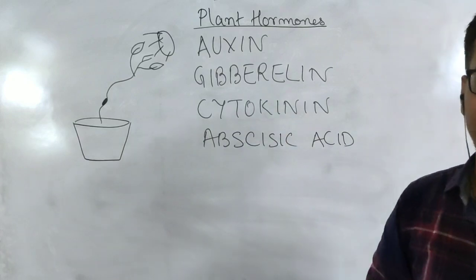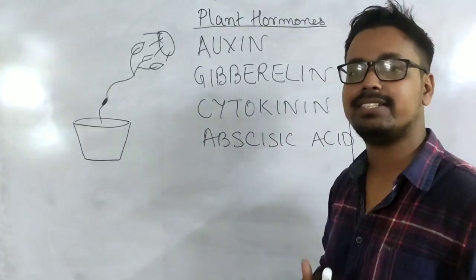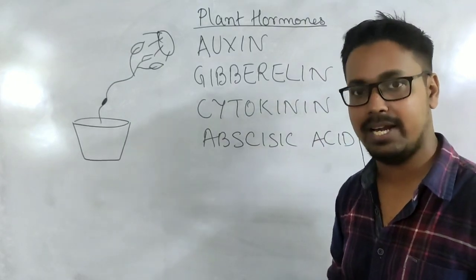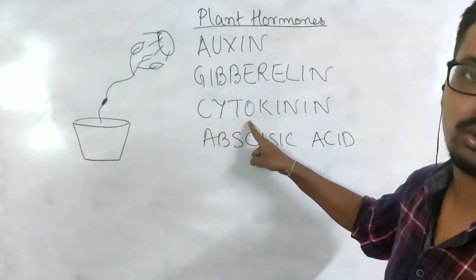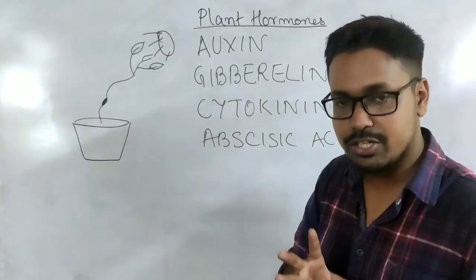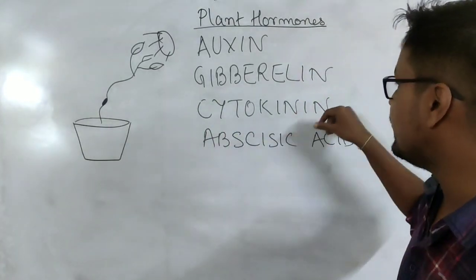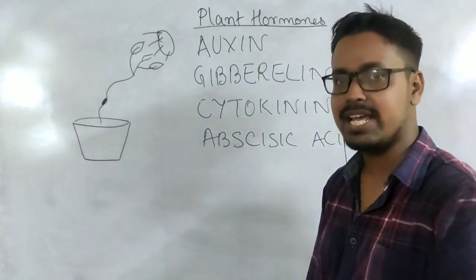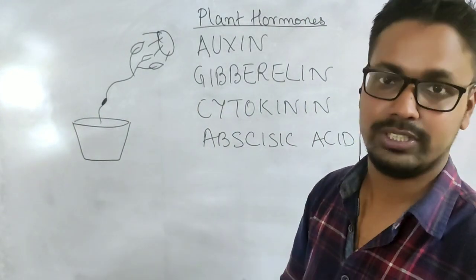Then we have cytokinin. Now cytokinin is the hormone that is responsible for cell division. Every cell division that takes place in a plant is controlled by this cytokinin. So the control and coordination of cell division is completely handled by the cytokinin. So if there is release of cytokinin, there will be cell division. If there is no release, there will be no cell division.